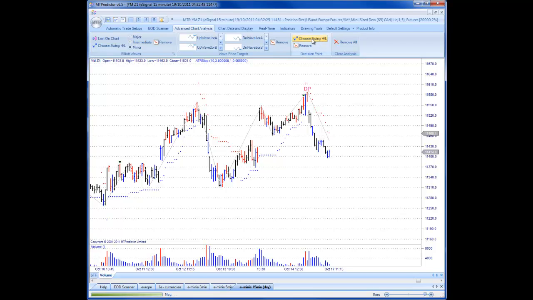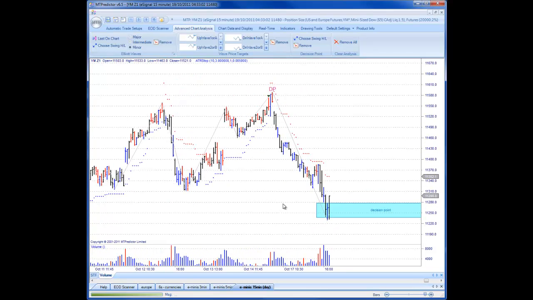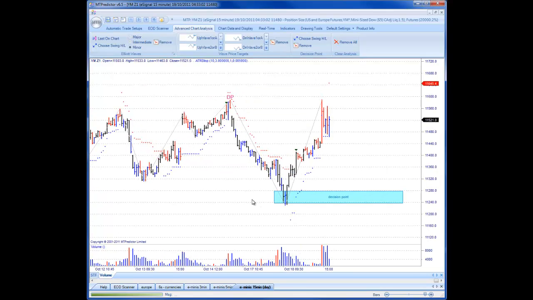Let's look at the YM and how we do that. Literally, we click on the decision point, choose swing high low, and click on the prior pivot, which is down here. This is the last major low. We can see we have a decision point area on the chart in advance. And what happened yesterday? Well, the market went down, down, hit this decision point level, gave us a blue buy bar, and then the market rallied very strongly for the rest of the day.